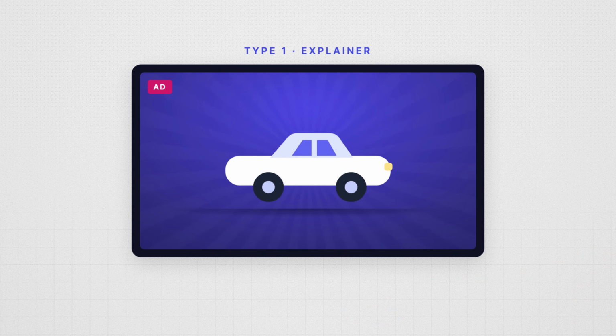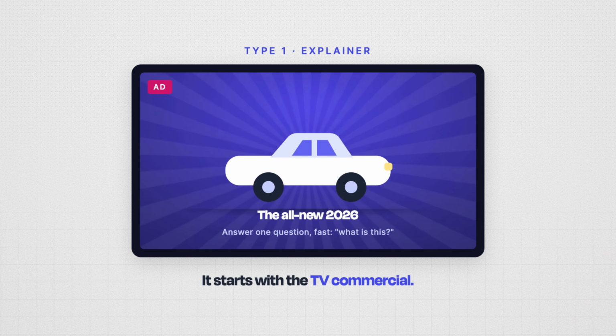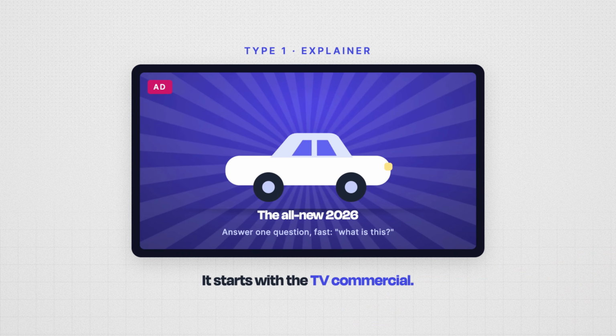Okay, so type 1, this is the explainer. This is the glossy TV commercial for the car. Think fast cuts and hero shots and a voiceover selling you the dream long before you've actually seen the real thing. Now, in the software world, this is a short 60 to 90 second narrated clip built over mockups and motion graphics of the product. It's not the real product, but it's an abstracted promotion of it. Its whole job is to answer one question. What is this and why should I care?